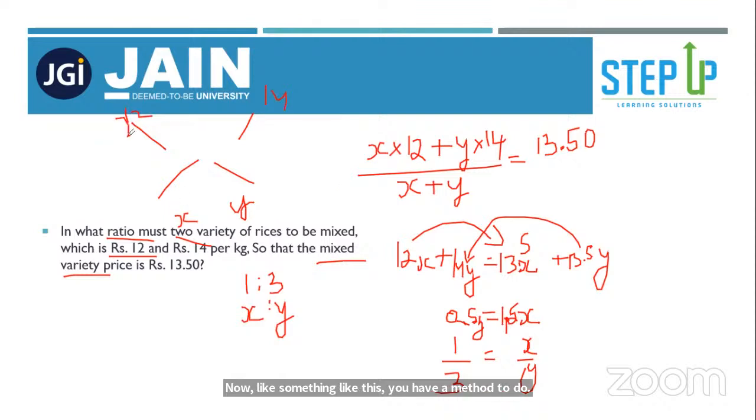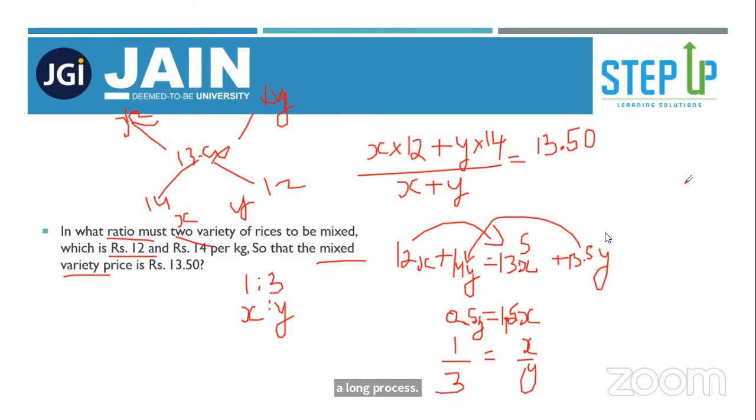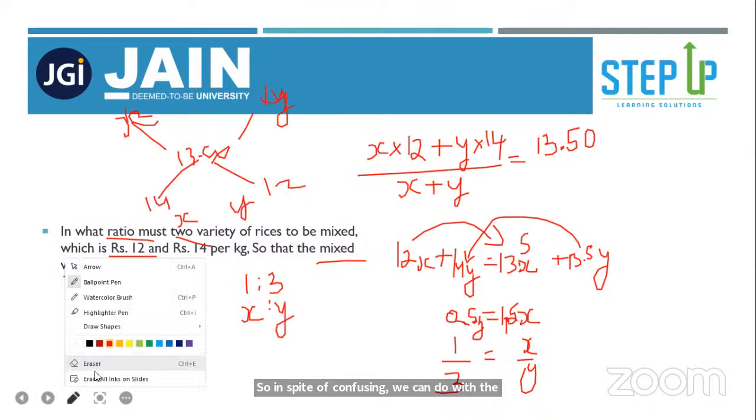So you will take this as X, this is Y, and the mixed variety is 13.50, and you will take this as 12 rupees, and this is 14 shillings for cost, and you have to subtract them. It's a long process. So in spite of confusing, we can do it with the average method. Yep, sure. I'm solving it once more.